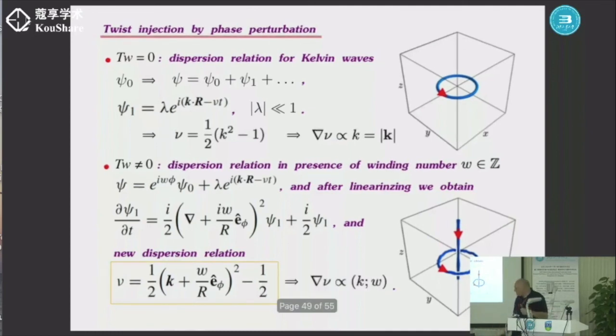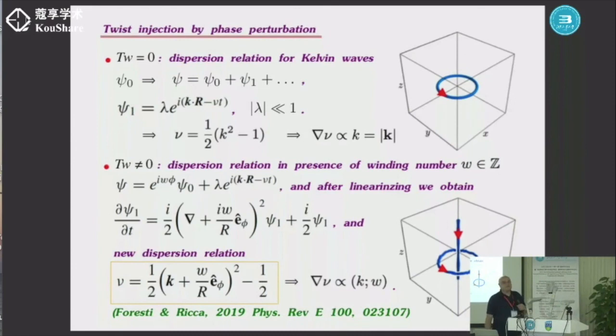Because now the group velocity is not only linear in k, the wave vector, but is also linear in the winding number. In other words, the group velocity gives us some information that we can distinguish from the basic Kelvin waves. All this leads me to tell you that in the paper with Matteo, for the first time, at least in my experience, we attempted to propose a real experiment.